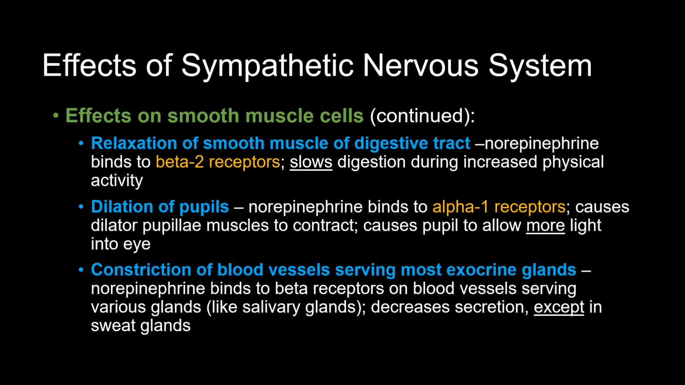The blood vessels serving most exocrine glands will constrict. The sympathetic nervous system almost universally decreases secretion from exocrine glands, apart from sweat glands, through norepinephrine binding to beta-2 receptors. This affects most exocrine glands of the digestive system, including the salivary glands around your mouth and the cells that secrete digestive products. This effect on salivary glands is why your mouth can often be dry when you're nervous. And so the decreased secretion is generally due to a reduced blood flow to these glands rather than a direct effect on the gland itself.